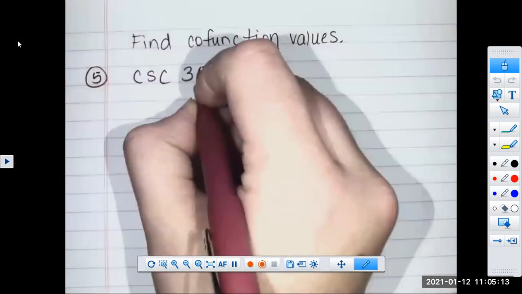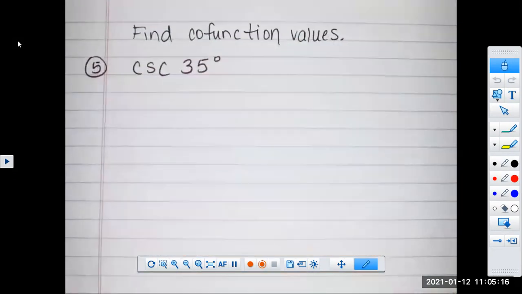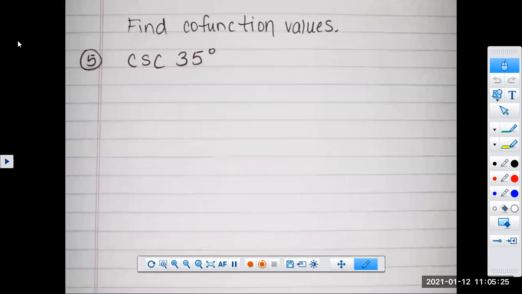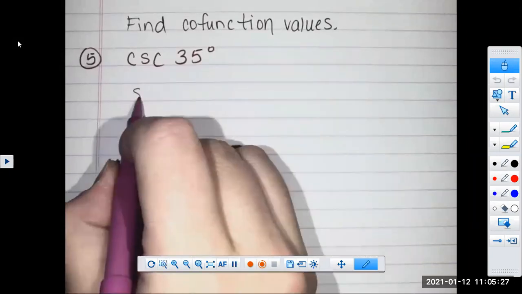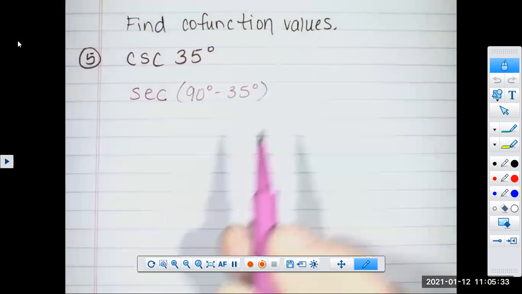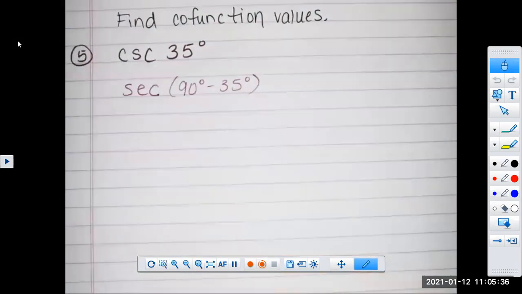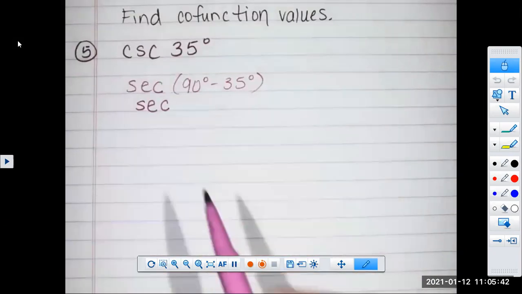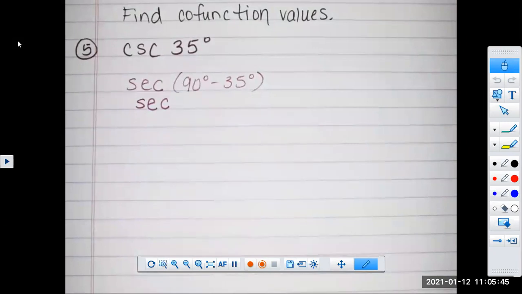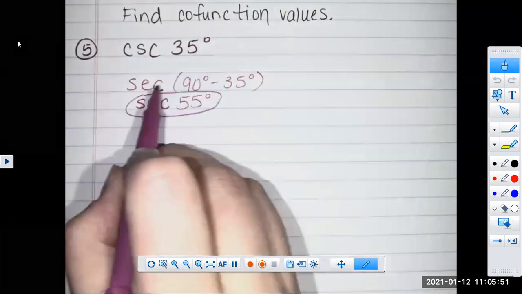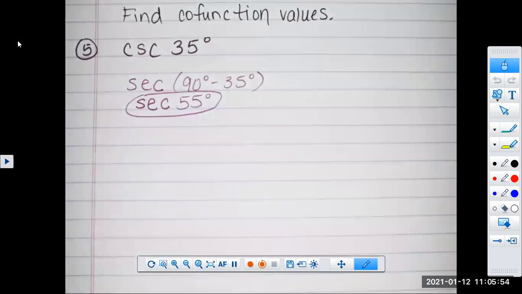Okay, you have cosecant of 35 degrees, and you're asked to find its cofunction value. What is cosecant's partner? Secant. So I'm going to say secant of 90 minus 35. And of course, you can do that in your head. So it's going to be secant of what? Secant of 55. So subtract the angle from 90, put secant, and you got it.